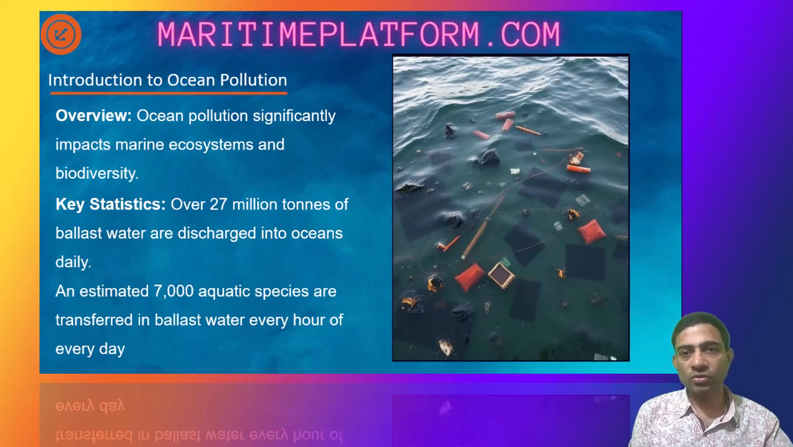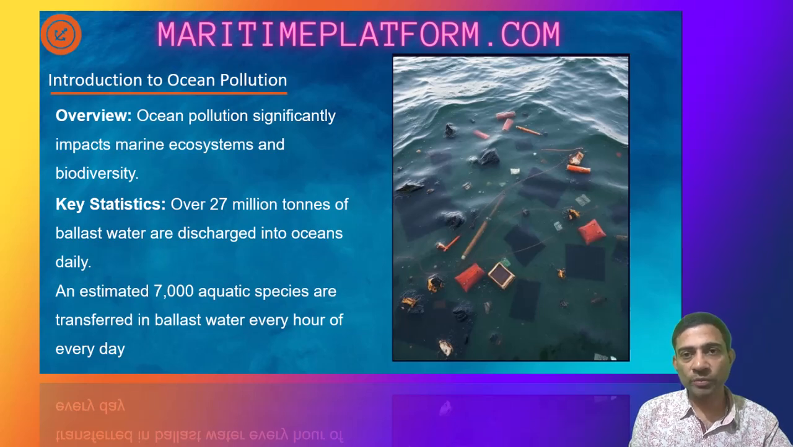To avoid this, when the ship discharges, the ship also takes in seawater into the tanks so that the ship keeps submerged, so that the propeller is also inside the water for full efficiency and also the ship is stable. That is what is the ballast water. So once the ship loads, again it has to discharge the ballast during the loading operation. So that is why over 27 million tons of ballast water are discharged into oceans daily.